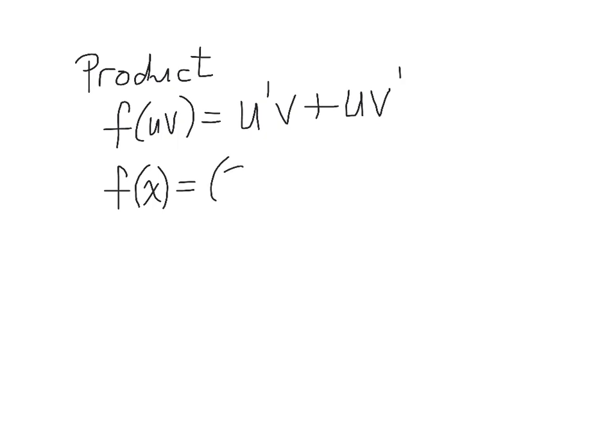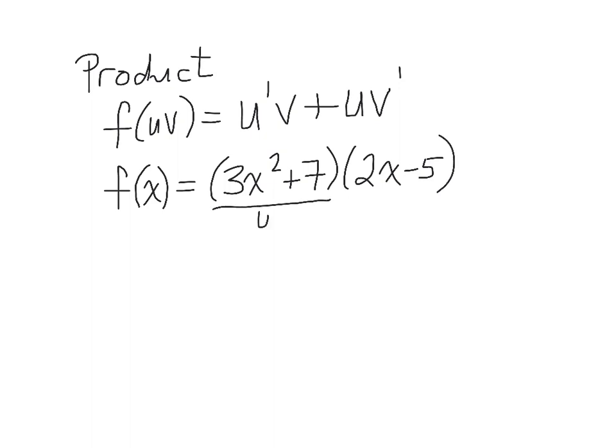So we have this function, 3x squared plus 7 multiplied by 2x minus 5. We would identify this as u and this as v, so the terms in the bracket as u and the terms in the other bracket as v. My best advice is to make a legend to the side and identify each of the pieces that you'll need to apply the product rule.